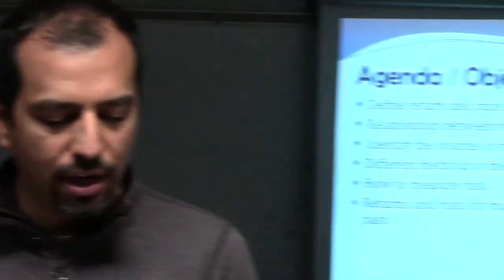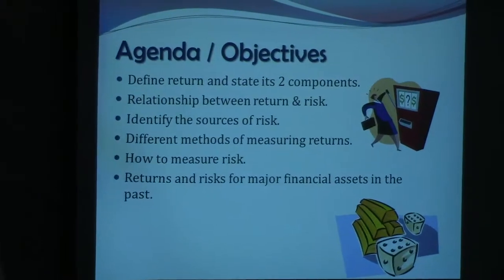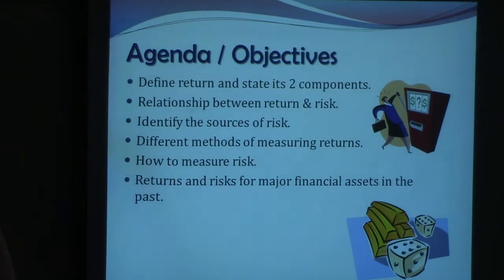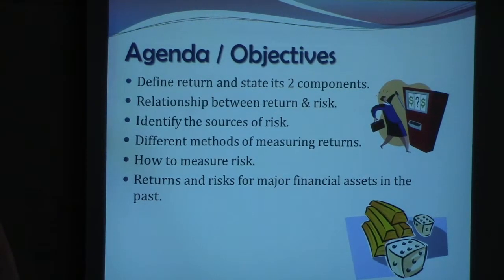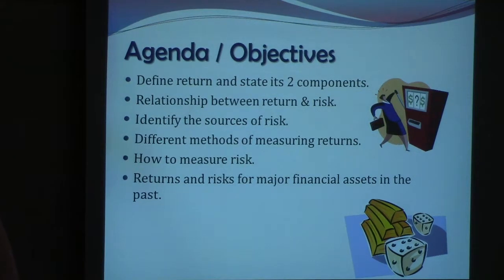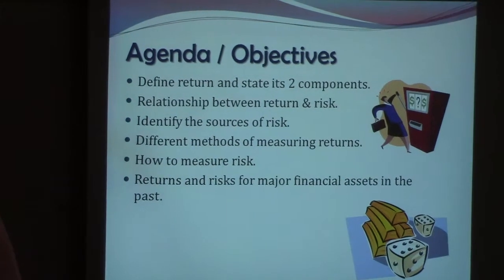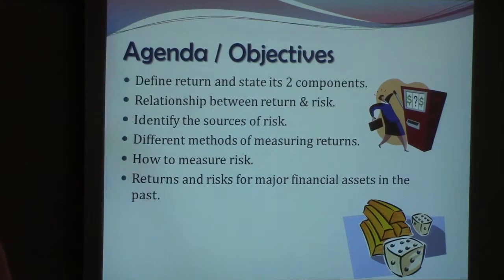So today's presentation will deal with a few things, including these items on the agenda. We will talk about the two components of return and how to calculate return using simple equations. We will also look at the relationship between risk and return, and then we will talk about a few sources of risk. 8 sources will be highlighted in this presentation. And then we'll also talk about how to measure risk. And at the end, we will look at some of the returns and risks in some of the financial assets in the past.